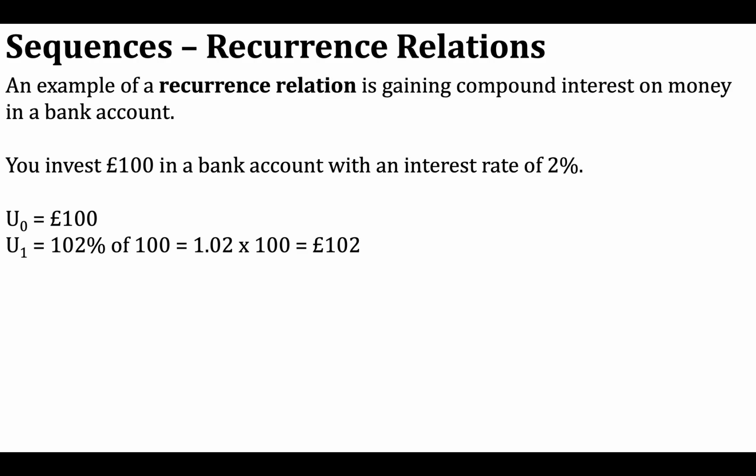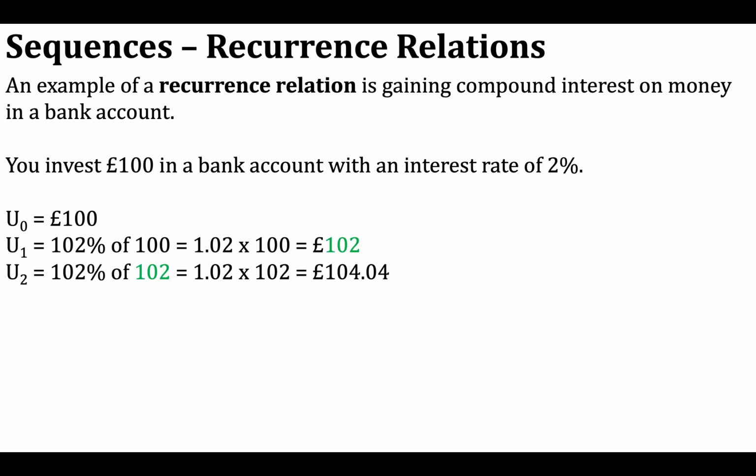So after 1 year, so U1, we are going to have in the account £102 because it's obviously an interest rate, so that's an increase of 2%. So that means that we've got 102% of the initial value. The 102% as a decimal is 1.02 multiplied by 100, which gives us our £102. So after 1 year in the bank account, we would have £102.